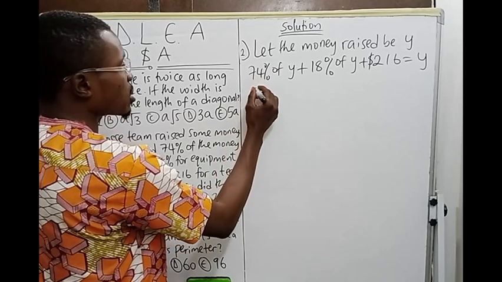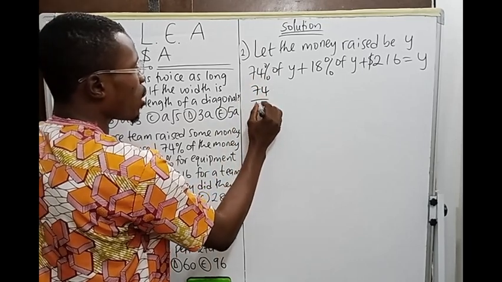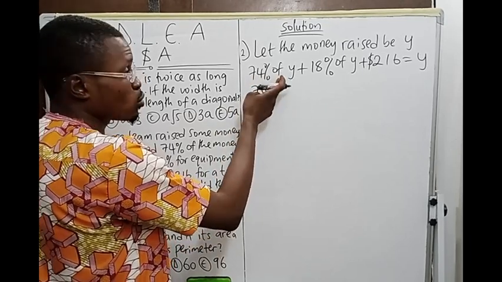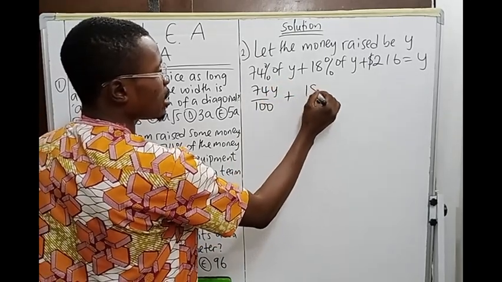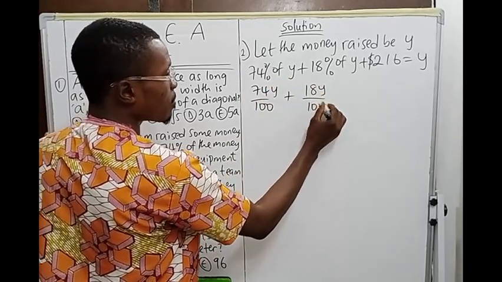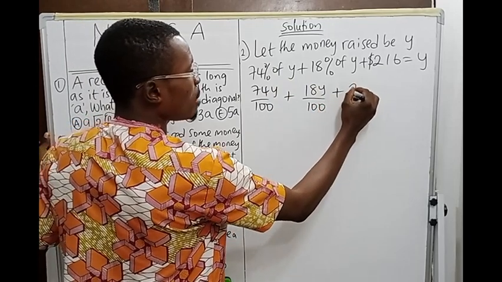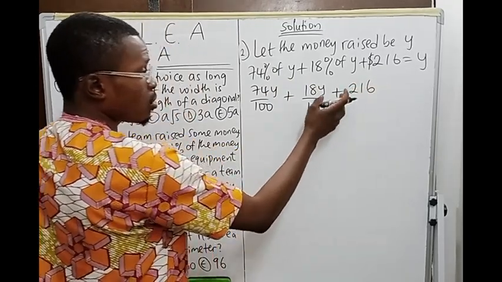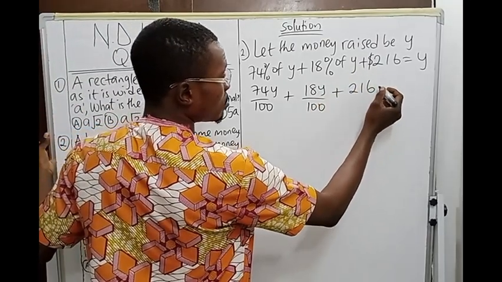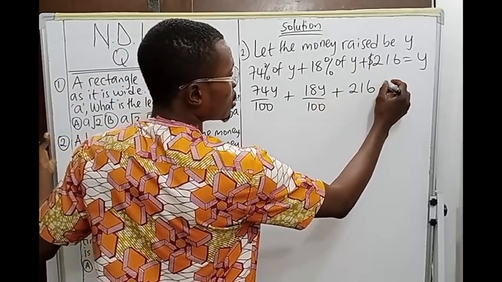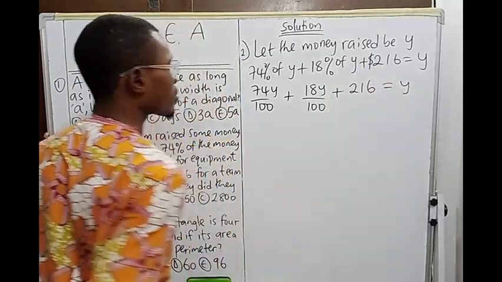Okay, so 74%, you have 74 over 100 of Y. So 74Y over 100 plus 18Y over 100 plus... let me work with the number only. In the end I'll return back the currency. Then equals what? Y.